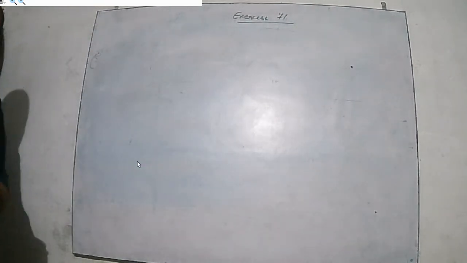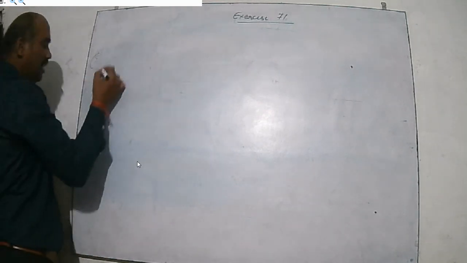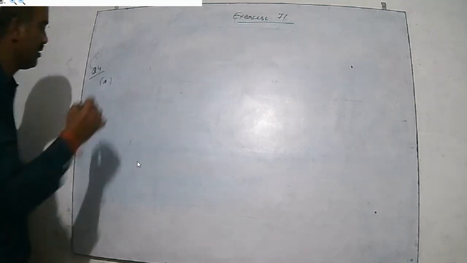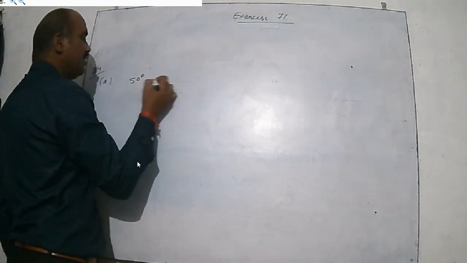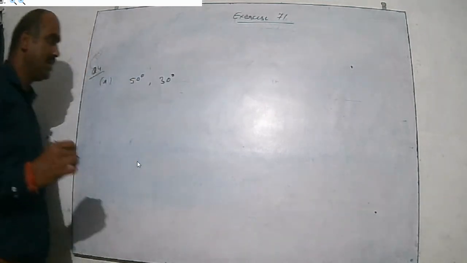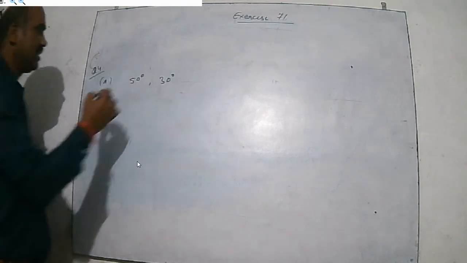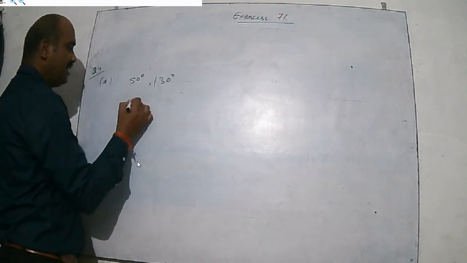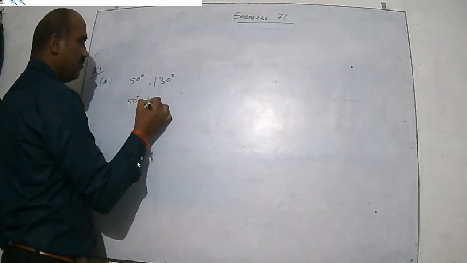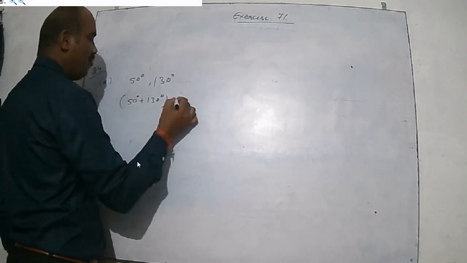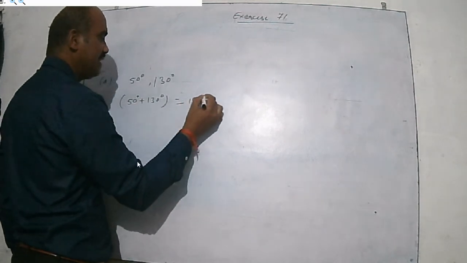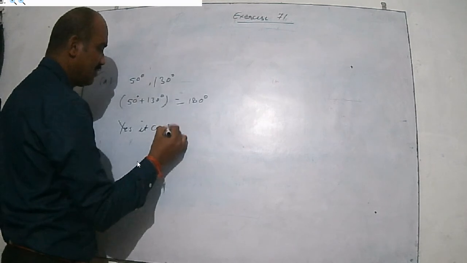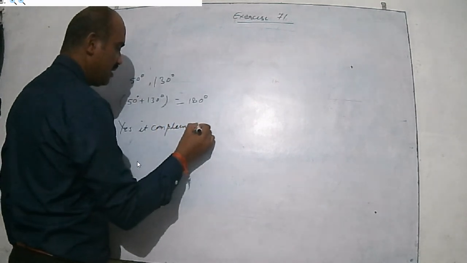So the first one in question number 4 is the A part. Here it is 50 degree and 130 degree is given here. Now you have to add it. By adding it, 50 degree plus 130 degree, how much do you get? 180 degree. After this you have to write, yes, it is complementary. Okay, student?